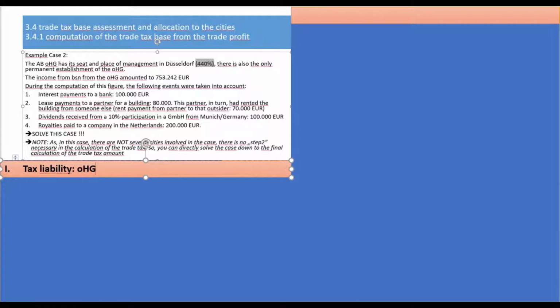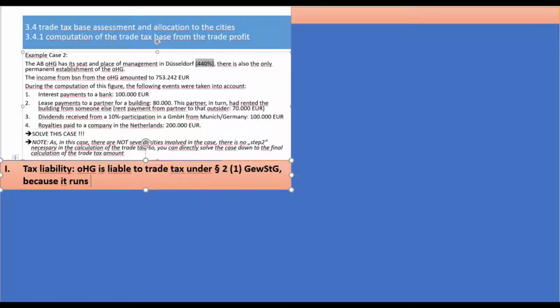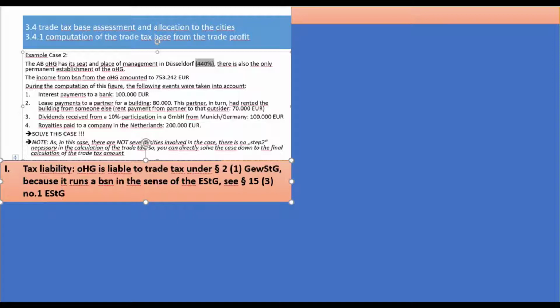Again, what we should do at the beginning is to begin at the beginning, so with the tax liability. And the OHG is liable to trade tax because it is a partnership under the rules of 2.1 Trade Tax Act, because it runs business in the sense of the ESTG, C1523 number 1 of the ESTG, if you want to add that reason. Otherwise it would already be probably sufficient.